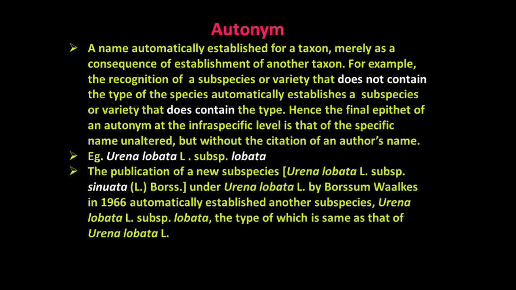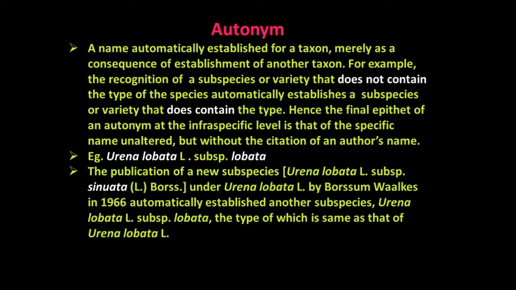For example, the recognition of a subspecies or variety that does not contain the type of the species, that is, showing some deviation from the normal species, automatically establishes a subspecies or variety that does contain the type, that is, the normal type, normal variety. Hence, the final epithet of an autonym at the infraspecific level is that of the specific name unaltered, that is, the specific epithet, species name repeating, but without the citation of an author's name, because it is an automatically established name.